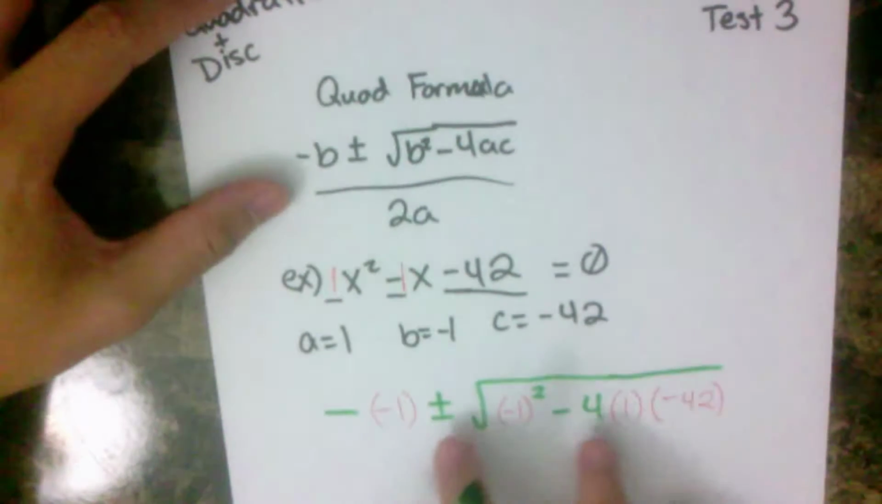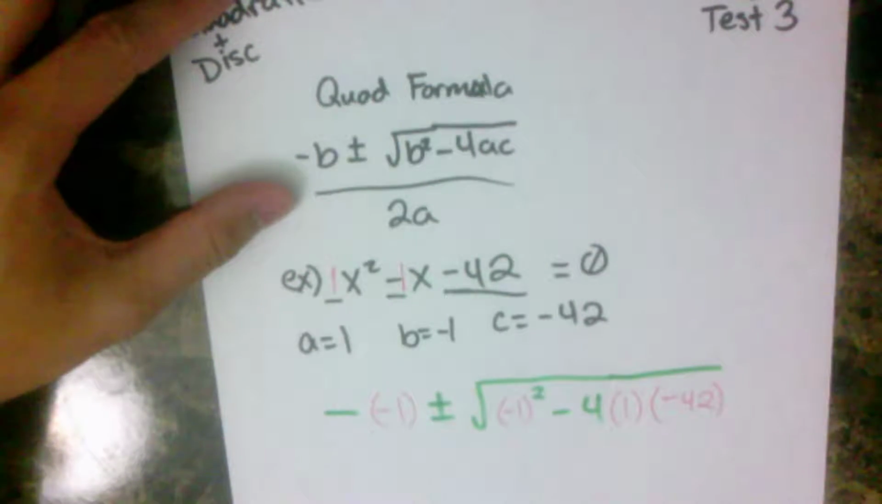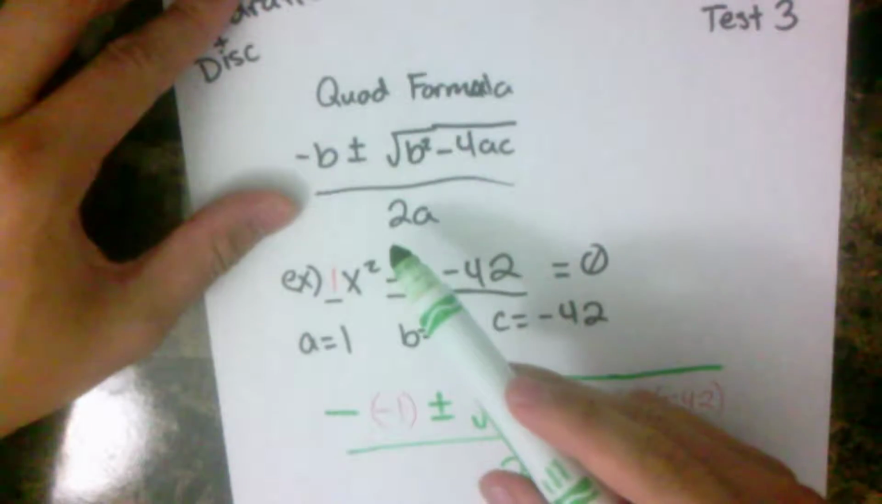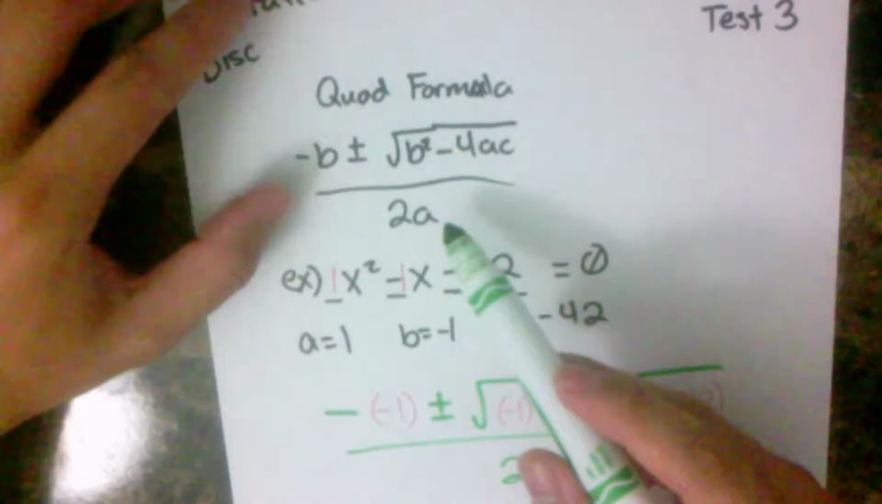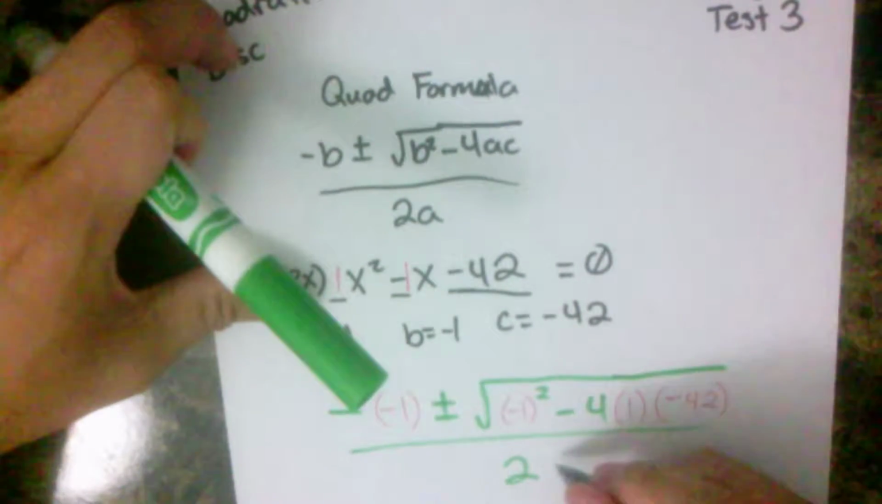Alright, because remember, everything's underneath that radical. Sometimes you will run out of room. You'll just have to make that line a little bit longer. And all of this is all over 2, and then times a. Remember, we don't write the letters. We got to replace them. A was 1, so we'll go ahead and replace it with a 1.